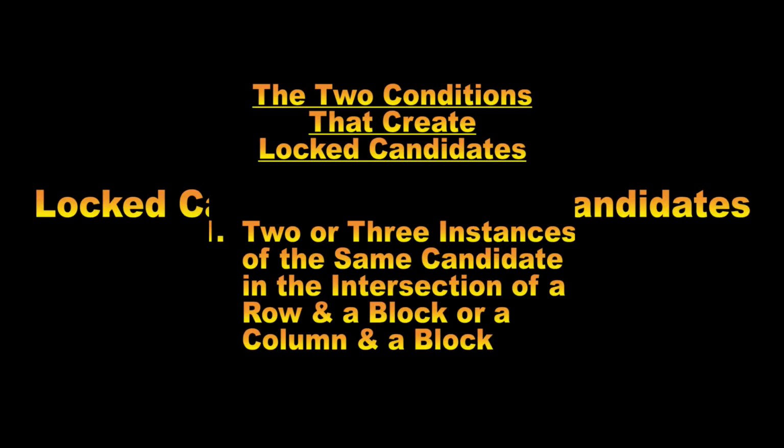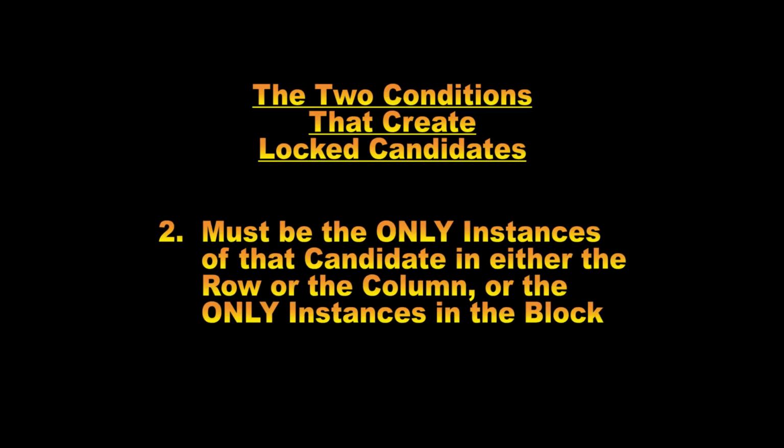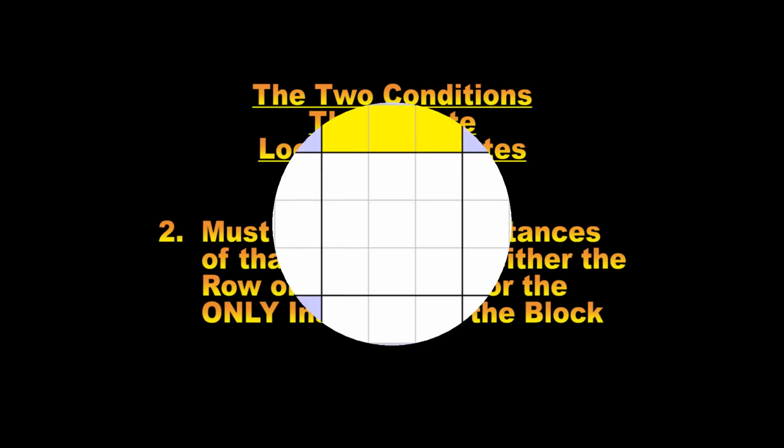Here we go. There are two conditions that create locked candidates. First, there must be 2 or 3 instances of the same candidate appearing in the intersection of a row and a block or in the intersection of a column and a block. And then second, they must be the only instances of that candidate in either the row or the column, or they must be the only instances of that candidate in the block. So let's take a look at what this means.